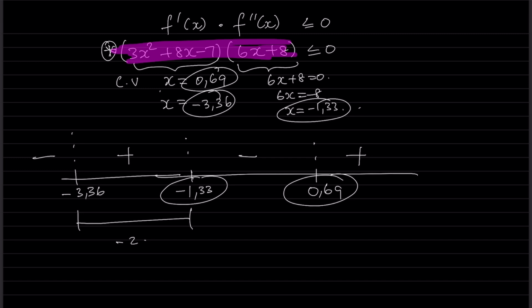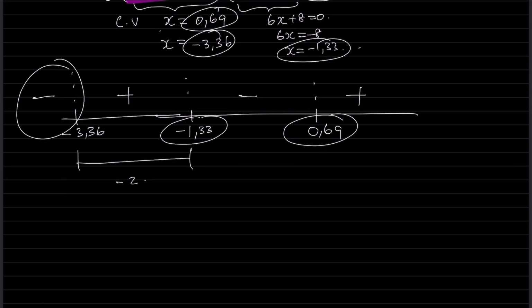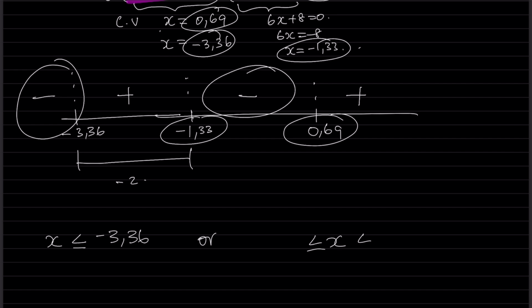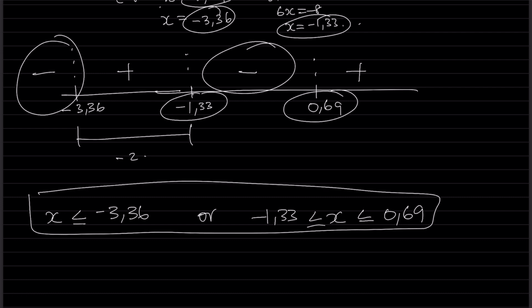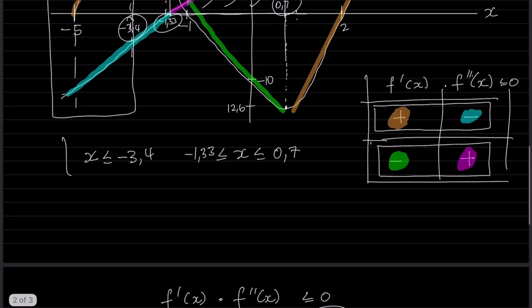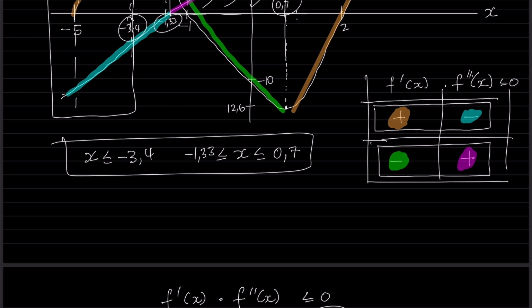Now remember, we wanted values for x where it's going to be less than or equal to 0. So it's going to be negative, you can see here, when x is less than or equal to minus 3.36, or you can see here, when x is between minus 1.33 and 0.69. And you can see here that this answer matches up perfectly with this answer right here.